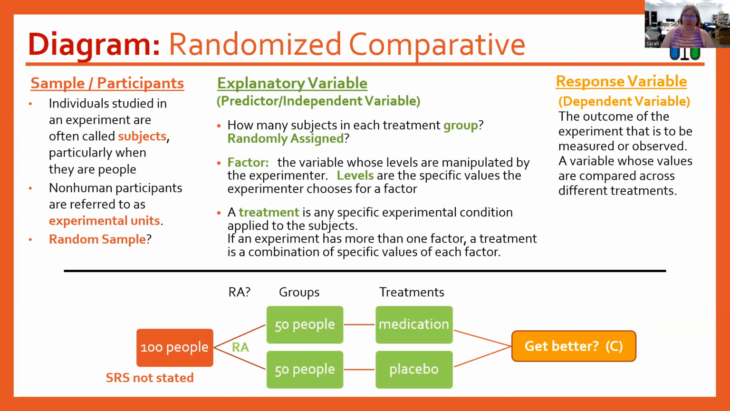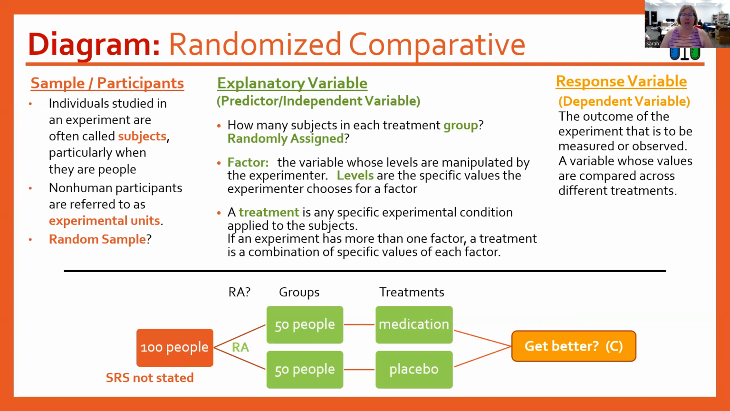The treatment is any specific experimental condition applied to the subjects. If you just have one factor, it's just the levels, and it's really straightforward. And if it has more than one factor, then we're going to talk about what to do. It's not super tricky. It's just a little bit time consuming, and we'll take a look at that.